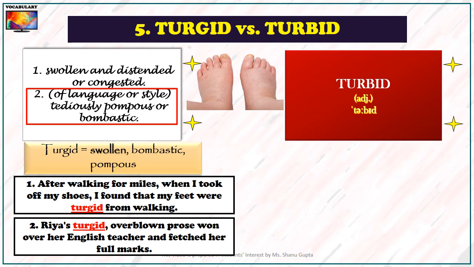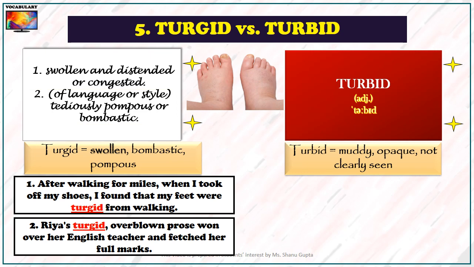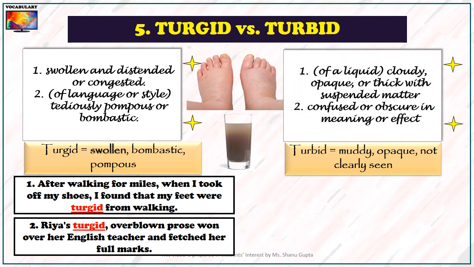Turbid, on the other hand, is an easier word whose closest synonym is muddy. When we fill muddy water in a glass and stir it with a spoon, it is turbid and we can't clearly see through it. In the second picture, you can see that the water in the glass is chocolate brown in color and turbid, just like the color of rivers in the rainy season. And though the word is mostly used to describe liquids, it can also be used to describe someone's writing that is unclear and confusing.